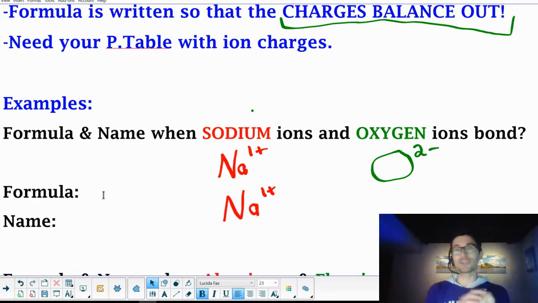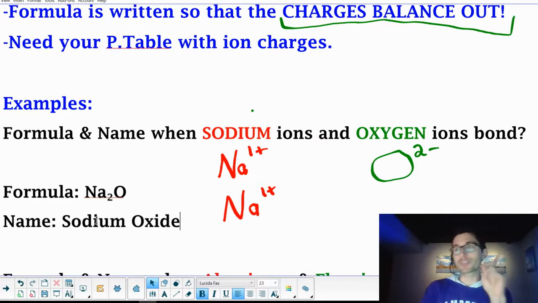You could just use the charges here. So the formula for this compound of sodium and oxygen bonding together is Na2O. You need two sodiums and one oxygen for the charges to cancel. And the name of this is sodium oxide. So the first element, the metal, is just the metal itself, sodium. And the second part is the nonmetal or the anion. That's where you change that ending.